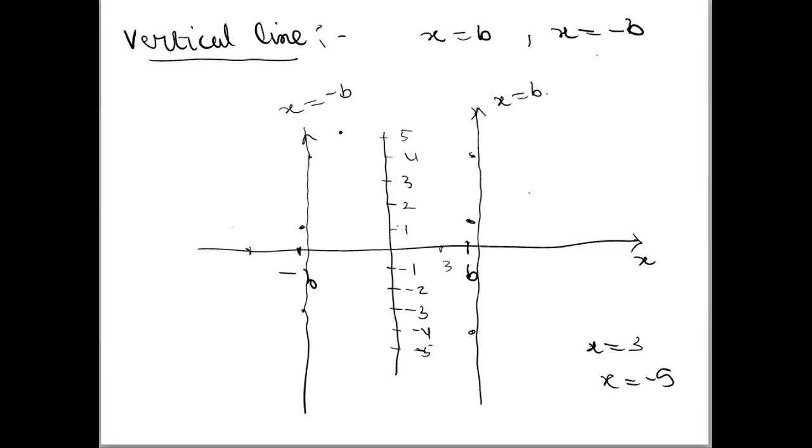Okay, so in the exam you can be asked how to draw x is equal to 5, x is equal to c. So you must know that if x is a constant, then it is a vertical line. If y is a constant, it is a horizontal line. These are the basic concepts, which are used at so many places.